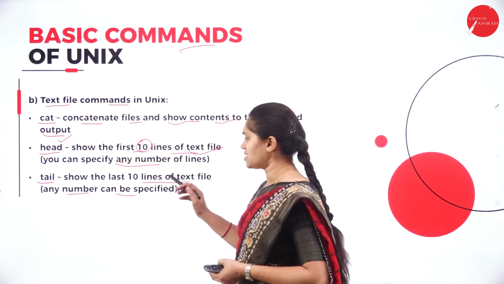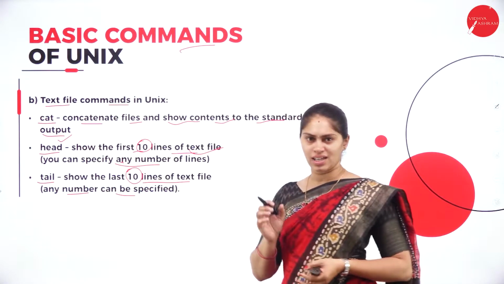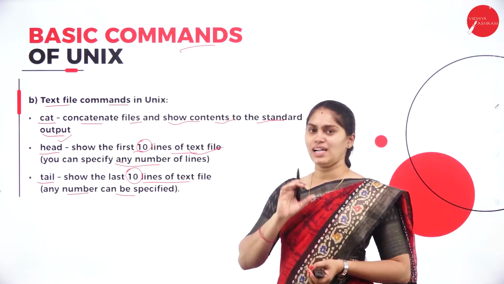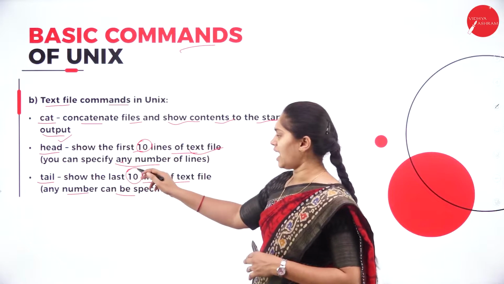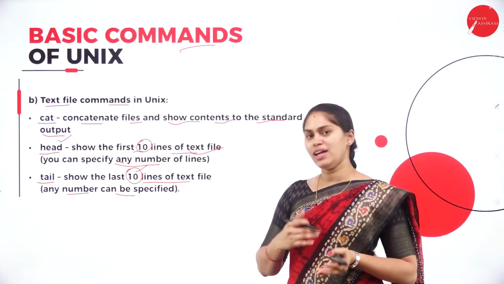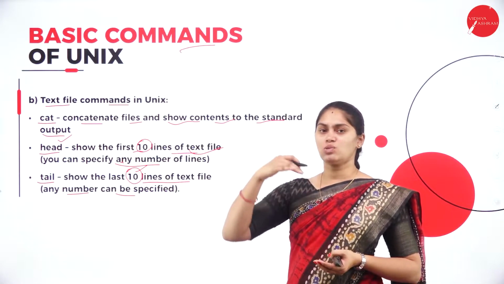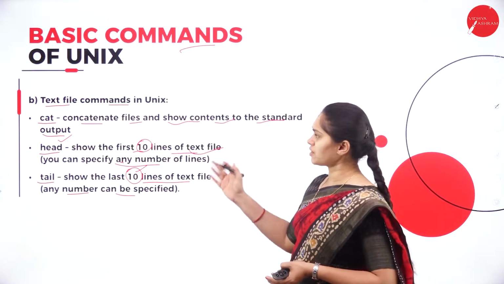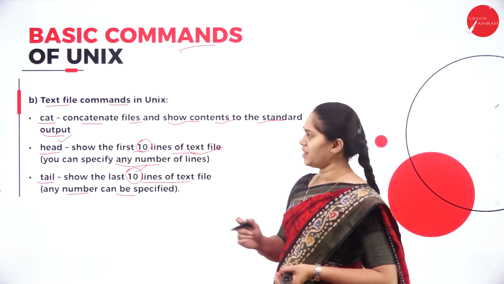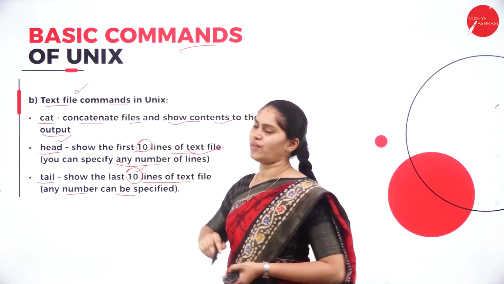Any number can be specified. Here we are specifying 10, but if I want to display only 20 lines from the backwards, then you can use tail, and the value should be 20. At that time, the last 20 lines from the backward will be displayed. So these are the commands which come under the text file commands.